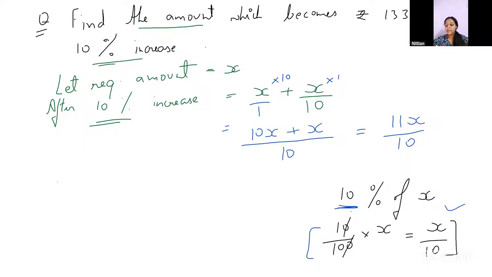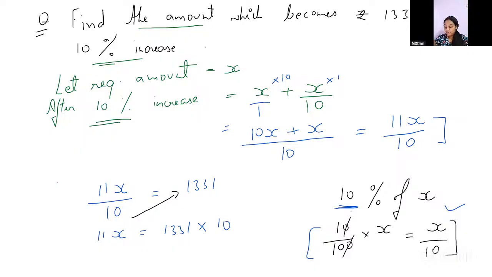Now the question says that it becomes 1331 after a 10% increase. This 11x upon 10 is what we get after adding the 10% increase to it. So I can make this equation: 11x upon 10 equals 1331. Then I will cross multiply. It is in division, so when it goes to that side, it will become multiplication. 11x equals 1331 into 10.